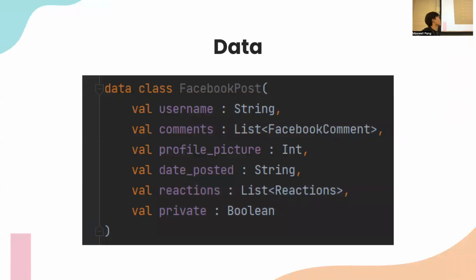We mentioned that one cell is one piece of data. So what does the data look like? Data is usually created in a data class. For example, this is a data class that represents a Facebook post, where you have a username, comments, profile picture, date posted, reactions, and private, like whether or not it's a private post. This is the entirety of one data class file in Kotlin, and we'll see this later in the demo. You just declare some variables with their names and their types, and you can also put in default values if you want, but they're not necessary.